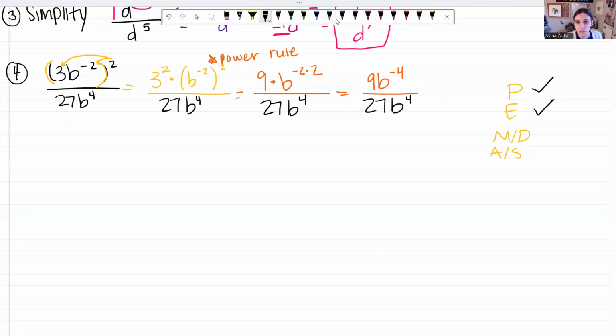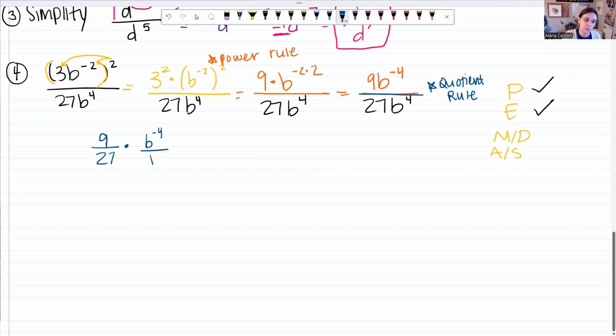So now my goal is to tackle the fact that these two terms are being divided. So I'm going to use the quotient rule next. However, that only applies to our exponents. So the 9 is still being divided by 27. So if it helps you, maybe write this separately. It's like we have 9 over 27, or 9 divided by 27, times b to the negative 4th over b to the 4th. Separating my numbers from my variables, it's still just all being multiplied together though. And now we can use that quotient rule.